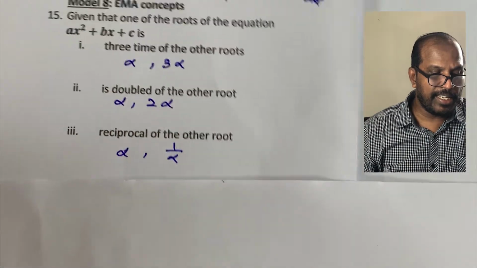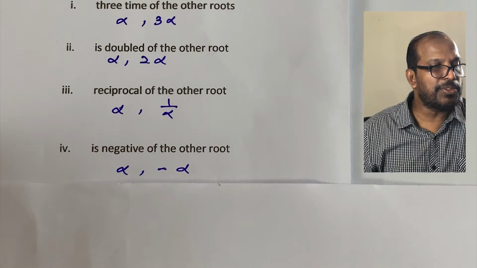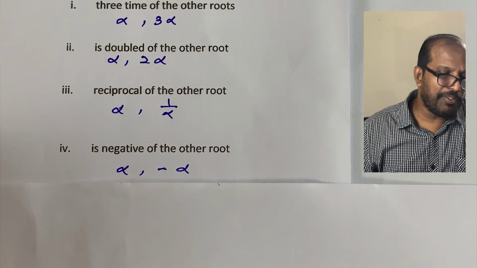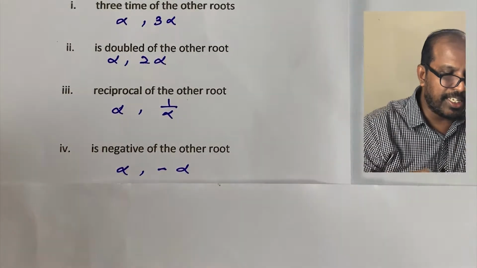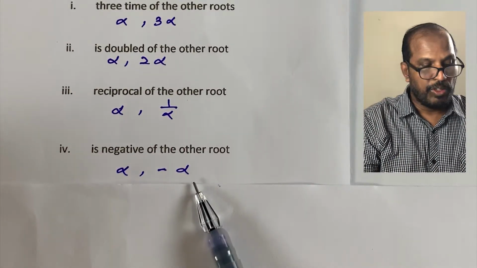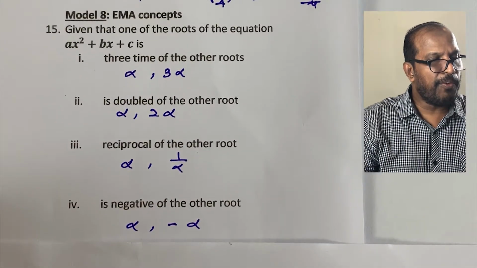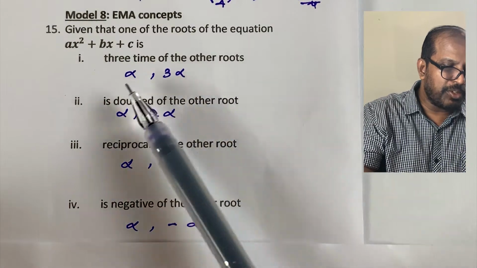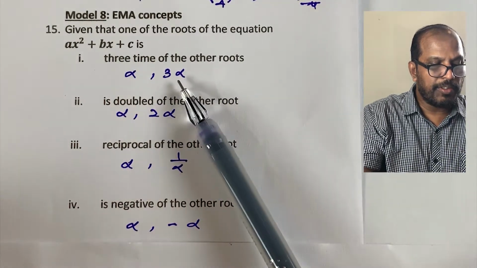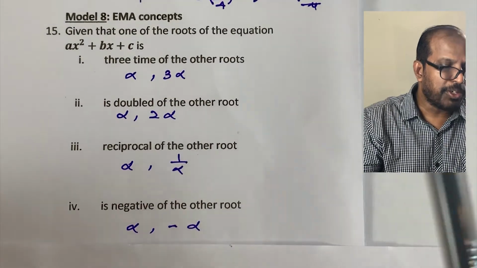If they say one root is the negative of the other root, if one root is alpha, that means the other root is negative alpha. So this is the meaning of the sentences which are given. Therefore, we have to understand how to convert English to mathematics. How are we going to take action? We'll do that when we read the questions.